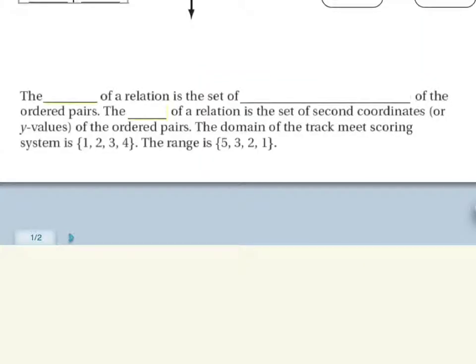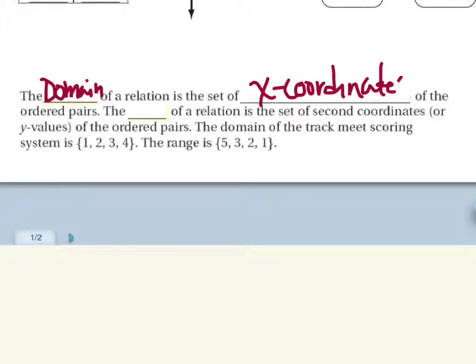Okay, another really super important topic is when we talk about the domain and the range. So your first blank there is domain, and domain is the set of all x coordinates. The other one is the range, and that's the set of all the y coordinates or y values. So on our track application, all the x values were our domain, and all the y values were our range.